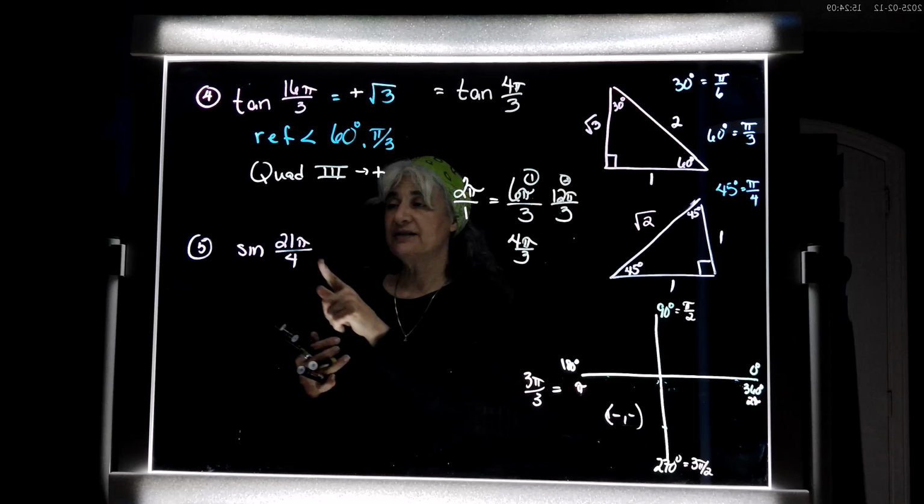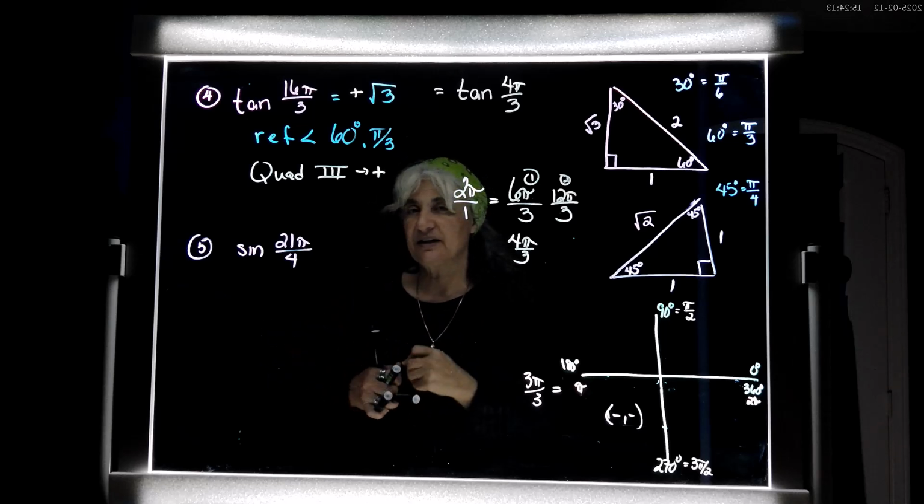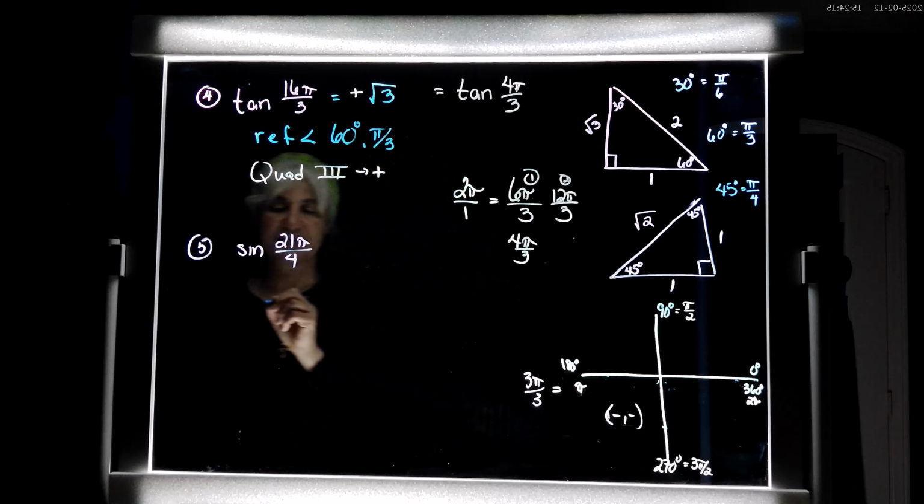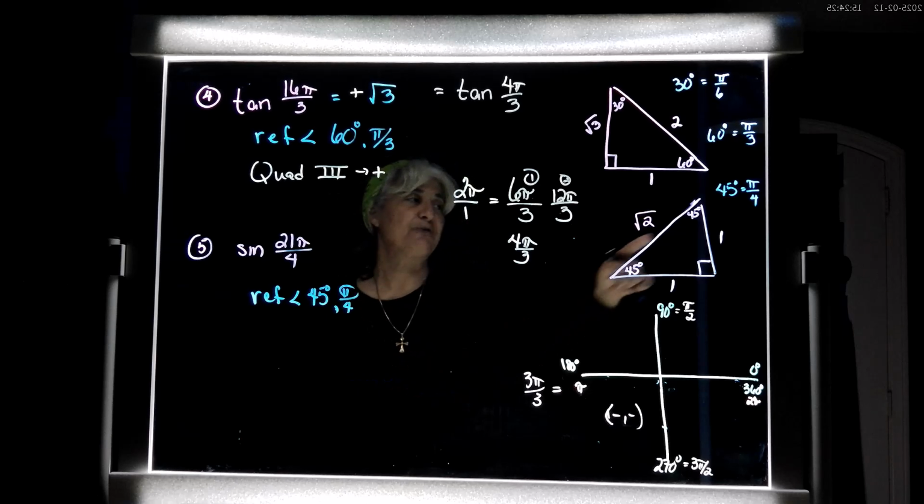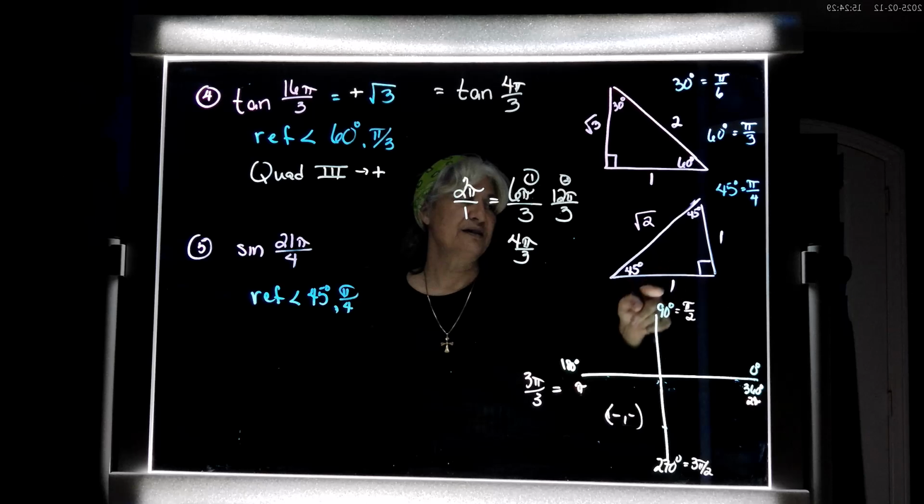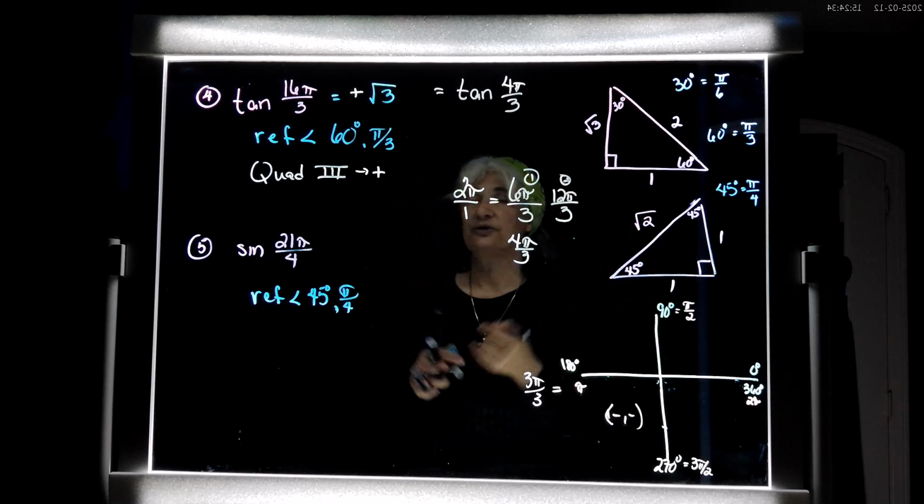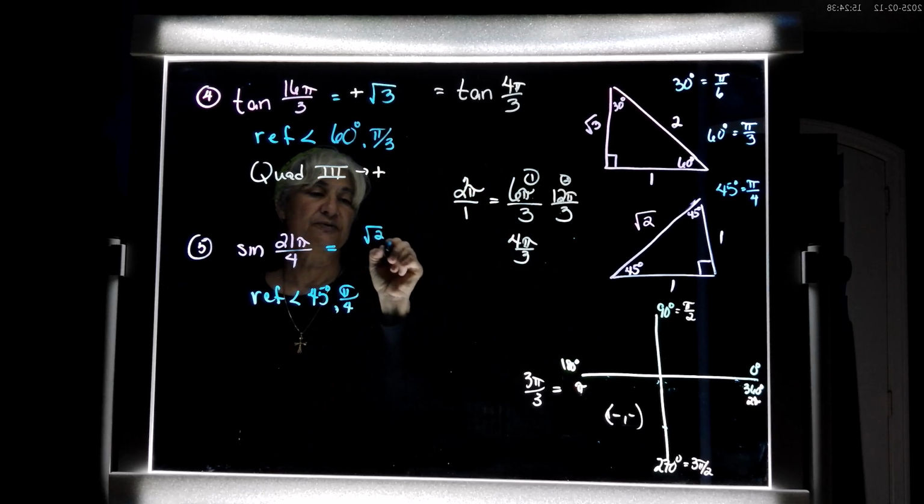Okay, let's look at taking the sine of 21 pi over 4. What's the first thing I like to identify? Yeah, I like to identify my reference angle. It's a 45-degree angle, isn't it? Which is equivalent to pi over 4. So if I look at 45 degrees and I'm like, well, what's the sine of it? Sine is opposite over hypotenuse. 1 over root 2, which is just root 2 over 2.